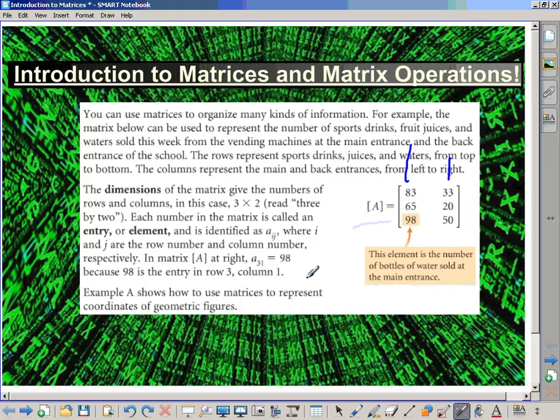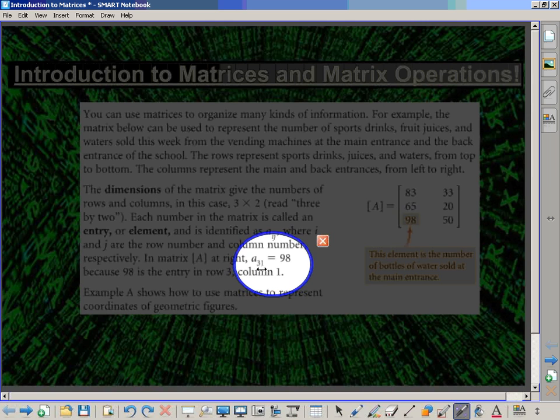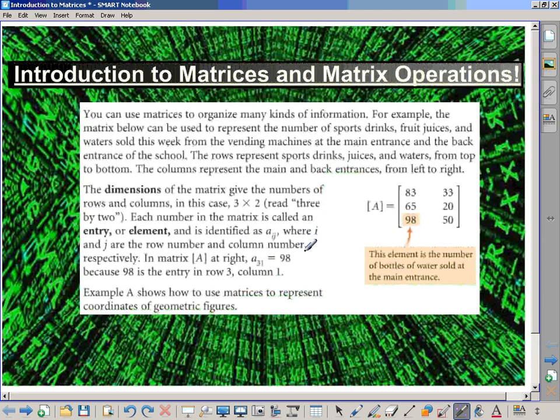If you want to talk about a specific element in the matrix, an element is a specific number in any spot. You would refer to it by its row number and column number. So here they say A31 is 98. Not thirty-one, A31, meaning the item in row 3, column 1 is 98. Okay? So again, this is just an example of a 3 by 2 matrix.